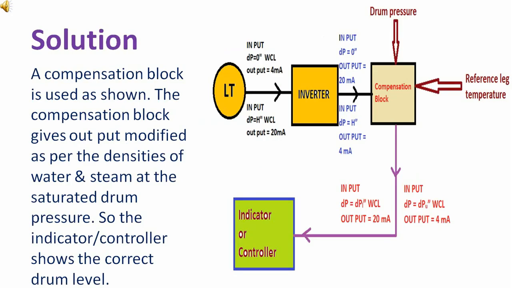Solution: a compensation block is used as shown. The compensation block gives output modified as per the densities of the water and steam at the saturated drum pressure. So, the indicator controller shows the correct drum level. Here we can see the compensation block, and we are giving as inputs to this compensation block drum pressure and reference leg temperature.